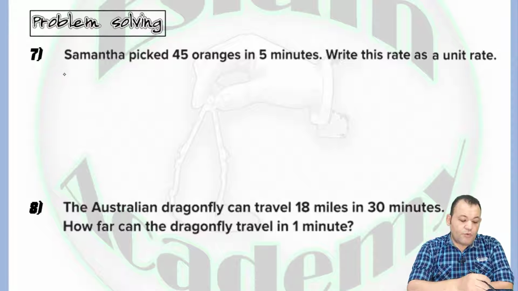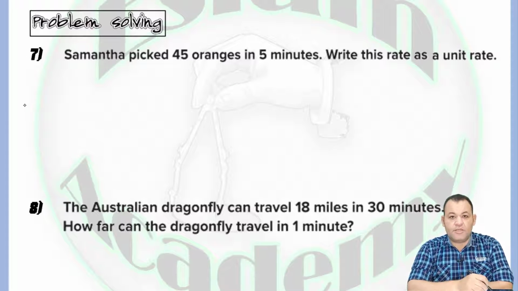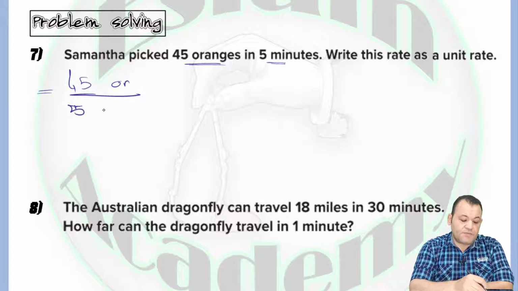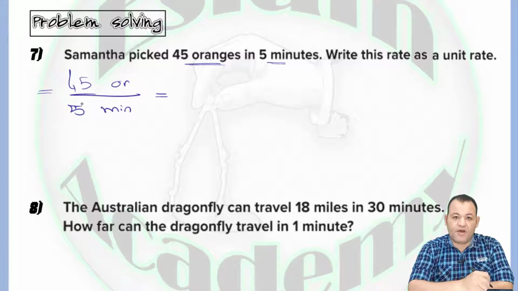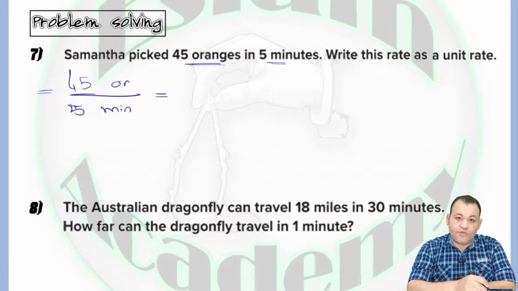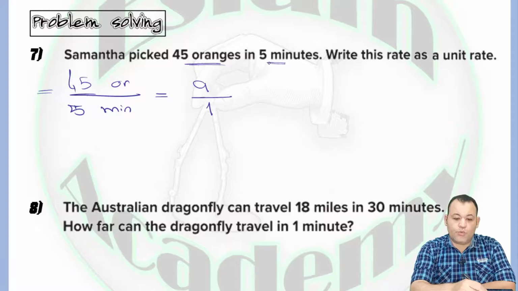So for question number 7, we have Samantha picked 45 oranges in 5 minutes. We need to find the unit rate. So we need to compare the number of oranges to the number of minutes. We have 45 oranges that happened in 5 minutes. It means we need to divide the numerator and denominator by 5, because the denominator here equals 5 and we need to write it as 1. So we divide both of them by 5. 45 divided by 5 equals 9 and 5 divided by 5 equals 1. It means we have 9 oranges for each 1 minute.